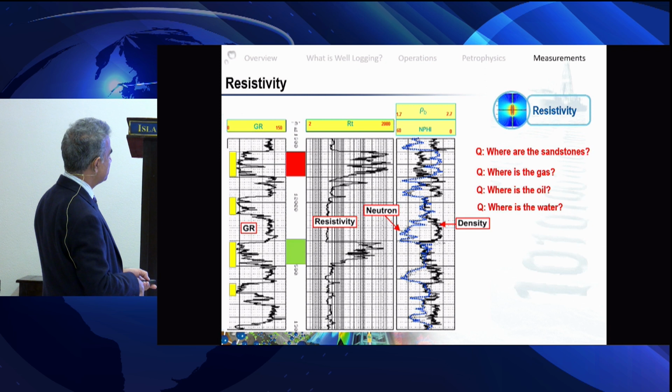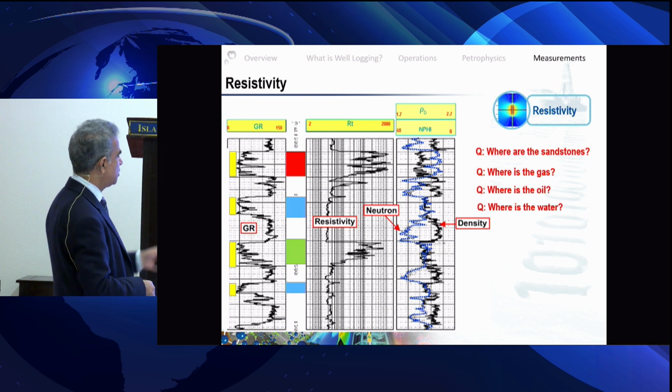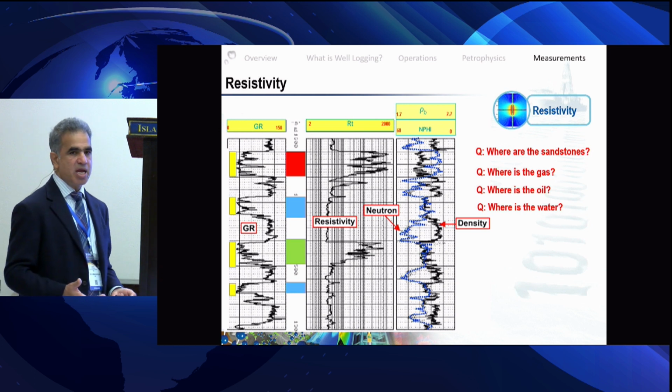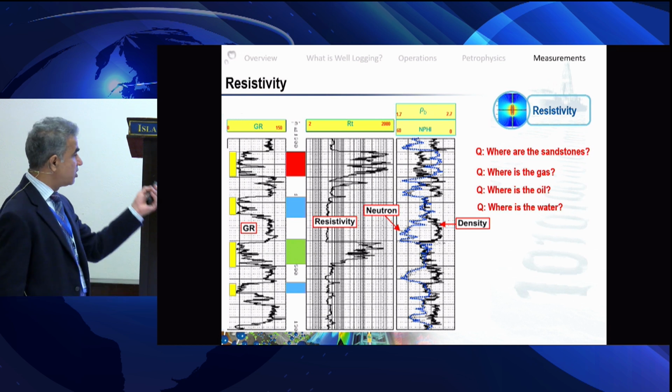Where is the water? So you could have water in between gas and oil. You could have water at the bottom. It depends on the different reservoir types, and each one might have its own water. It's not only at the bottom; it could be in the middle as well.